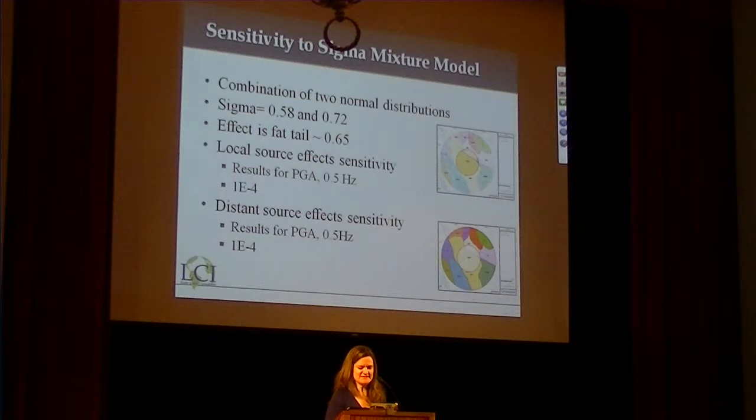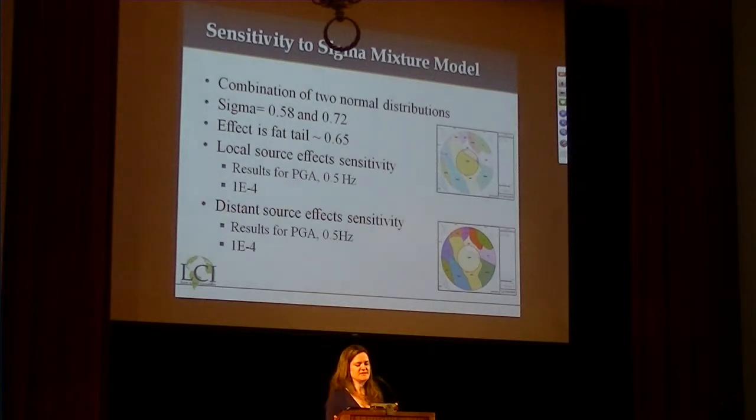Okay. For the next sensitivity, this is the sigma mixture model case. I believe Bob mentioned this yesterday. It's the combination of two normal distributions, one with a sigma of 0.58 and one with a sigma of 0.72. The effect is basically a fat tail on your distribution, and the results look like a sigma of approximately 0.65. I ran this sensitivity for the local source effects and for the distant source effects, and I'll be showing just the results for 10 to the minus 4 at PGA and half a hertz.